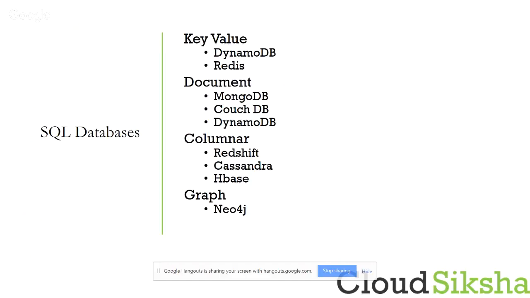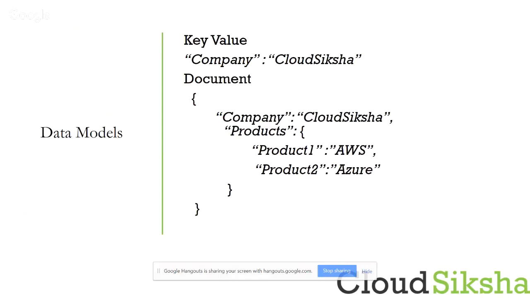Now, here is a simple example. I'm giving this because it is something which we would use in DynamoDB. For example, you have a key value. I would say the key is company. The value could be CloudSiksha.